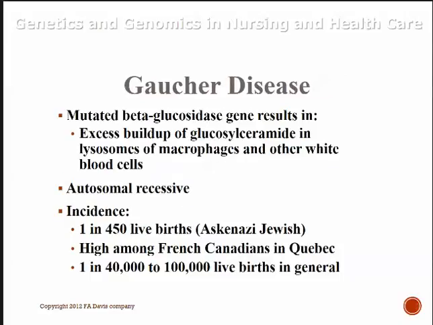Okay, moving on to Gaucher's disease. Gaucher's disease is a mutated beta-glucosidase gene, and it results in the excess buildup of glucoceramide in lysosomes of macrophages and other white blood cells. So, your macrophages, your white blood cells, fill up with this excessive buildup, and they aren't able to function.